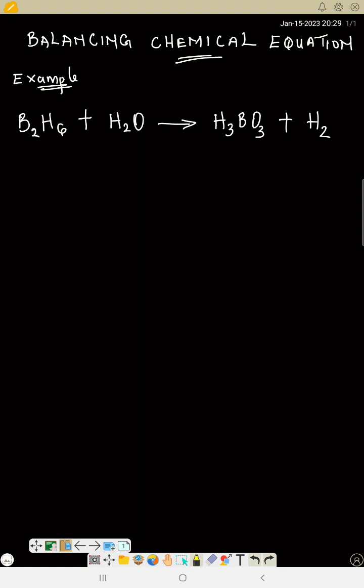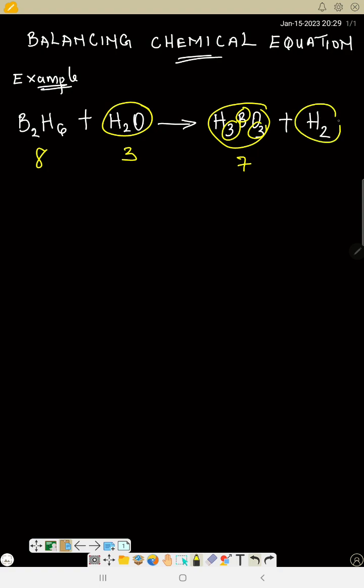For example, I have 2 boron here. I have 6 hydrogen here. That means total number of atoms here is 8. Total number of atoms here is 3. Total number of atoms here is 7. That is 3 plus 1. Total number of atoms here is 2. So rule number one: start with the side that has the highest atom. So I'm starting with this one.